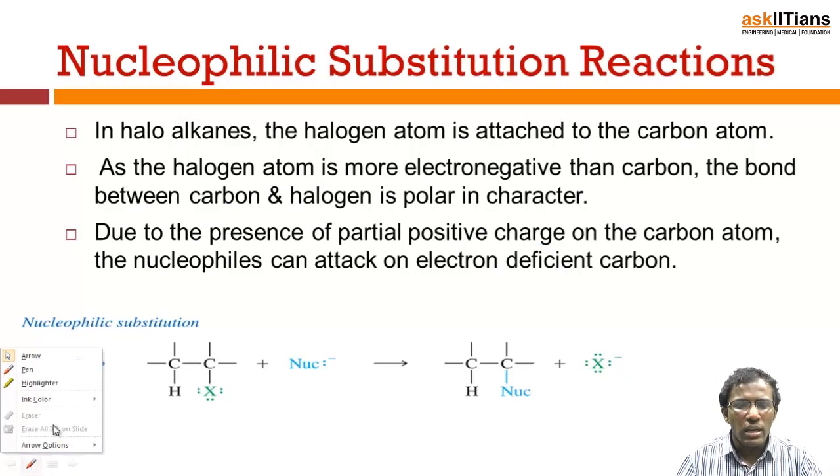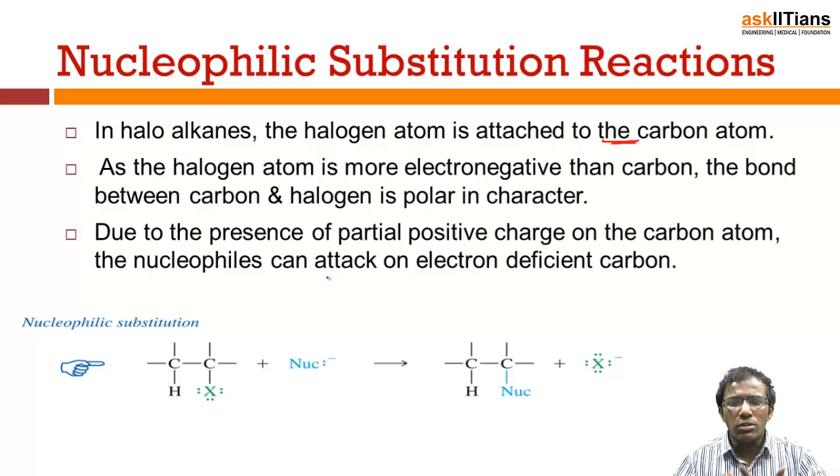In haloalkanes, the halogen atom is attached to the carbon atom, right? Since the halogen atom is more electronegative than the carbon atom, the bond between the carbon and halogen is polar in character. Due to the electronegativity difference between the carbon and halogen, this bond is going to have a certain non-zero dipole moment.